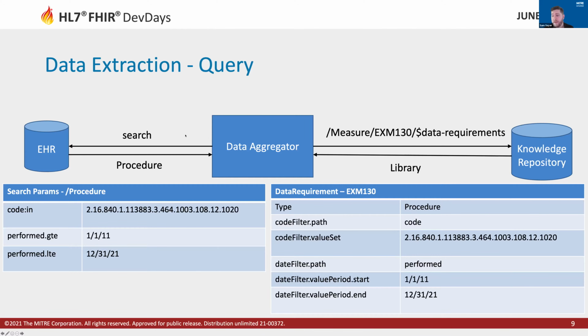Now in production, there's a lot more that goes around this. You would likely need something like asynchronous or bulk data support, but for the purposes of this demonstration, we'll just talk about pulling out smaller amounts of data at a time. And you can see here with these tables how that maps between data requirements and turning that into a query. And there's lots of different ways you can do it.